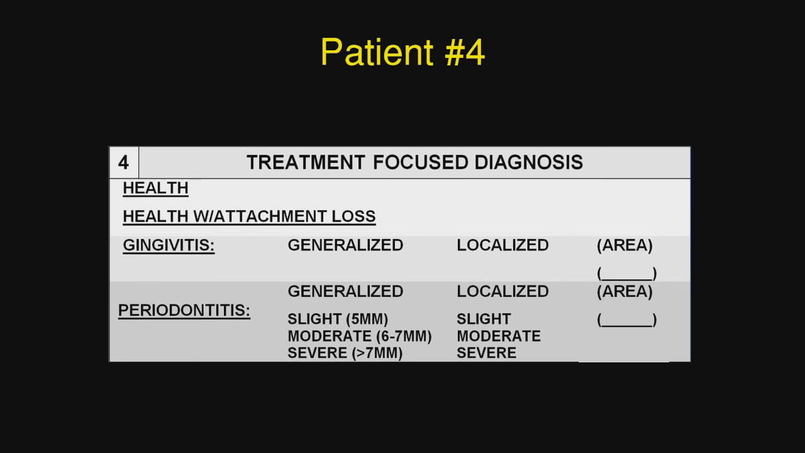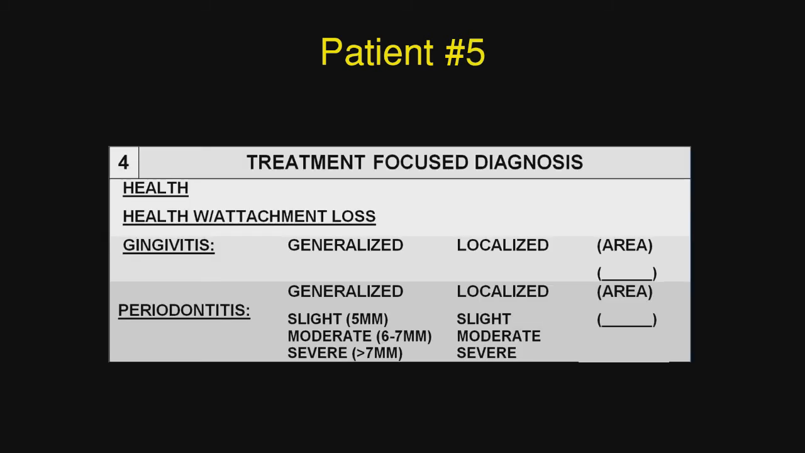Patient number 4. Patient number 4 has a generalized slight periodontitis. So therefore, root planing is going to be done throughout the mouth. Patient number 5. Patient number 5 has a generalized moderate periodontitis. We do not know in this particular case whether surgery is going to be necessary, but we know we're going to do initial preparation, and basically with a generalized periodontitis, we are going to scale and root plane the entire mouth.